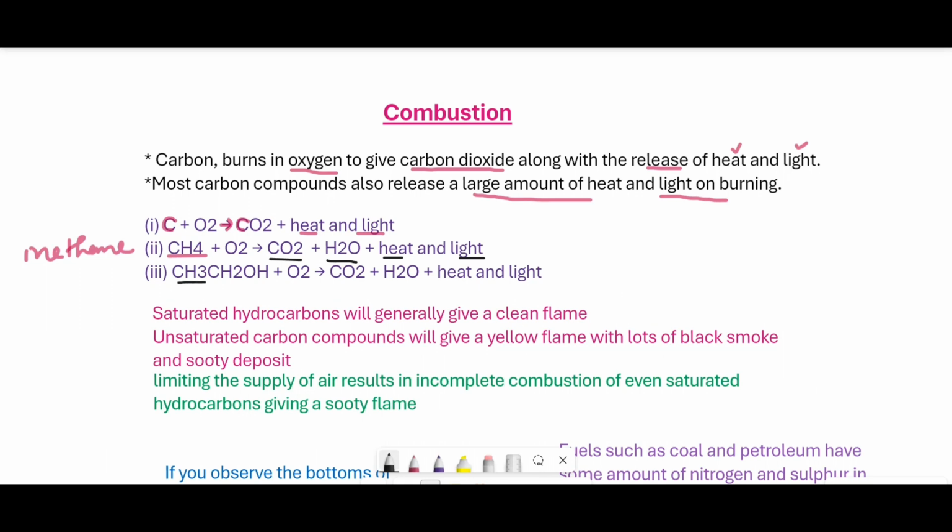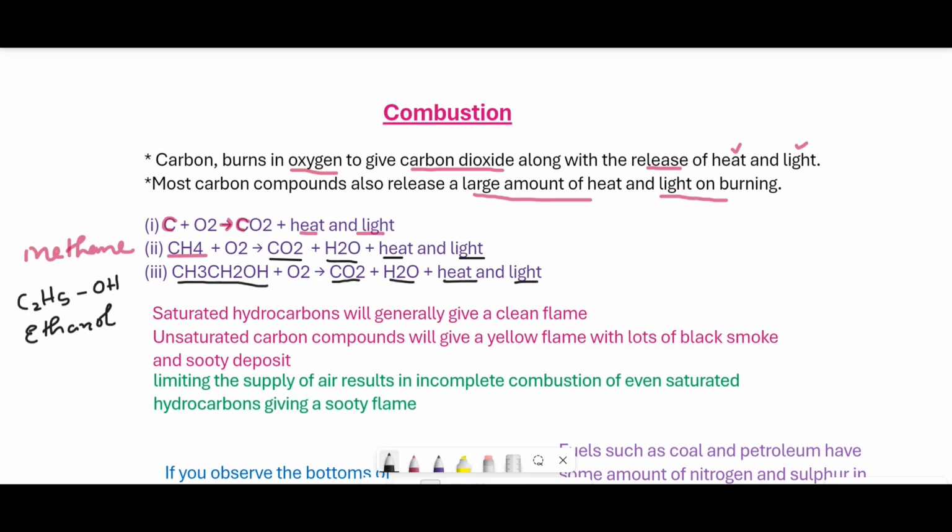The next reaction is with ethanol, CH3CH2OH, or you can write it as C2H5OH. This formula is for ethanol. Ethanol is the second member in the alcohol series. When it burns in oxygen, the product will be carbon dioxide, then water, and then heat and light.